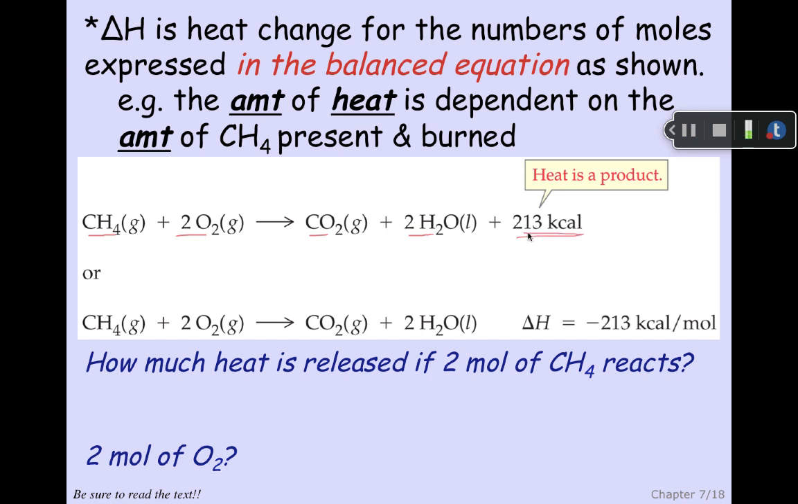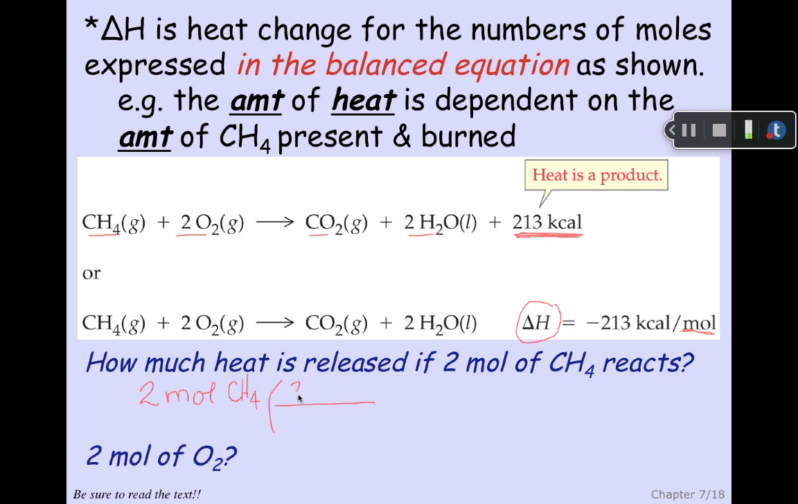And that produces 213 kilocalories for each of those numbers of moles. Which is why when you describe a delta H below here, you say it's going to be negative 213 because it's released heat per mole as shown in the balanced equation. So what would we do if we have 2 moles of methane reacting? This becomes another unit conversion problem. So 2 moles of methane. Well, think about the kilocalories per mole shown in the second part of the reaction statements here.